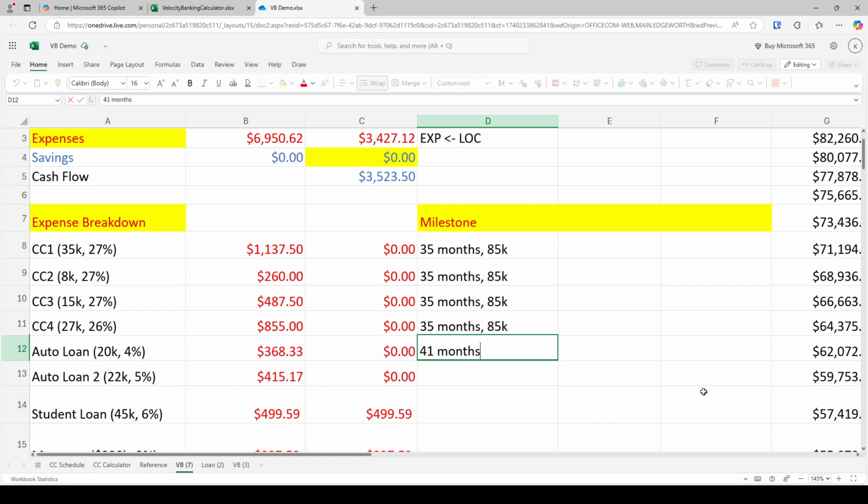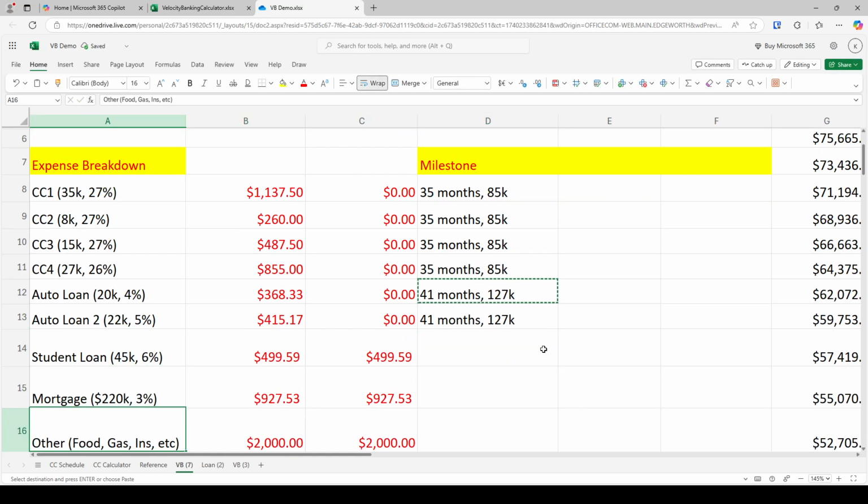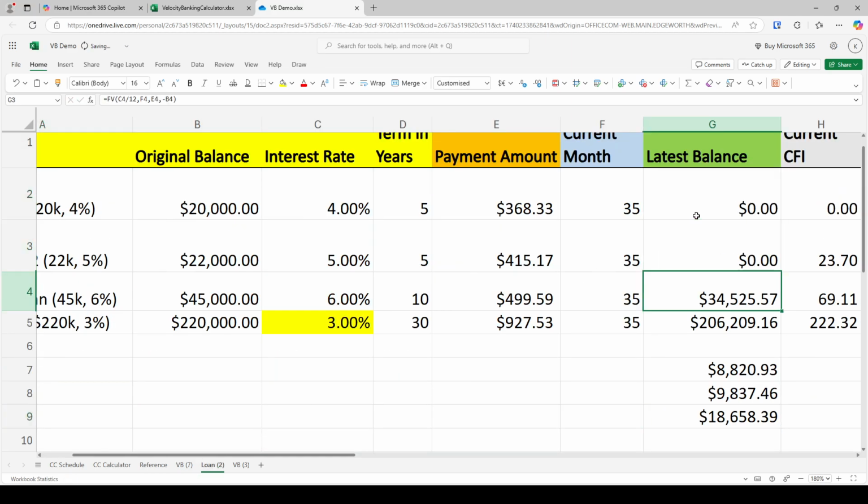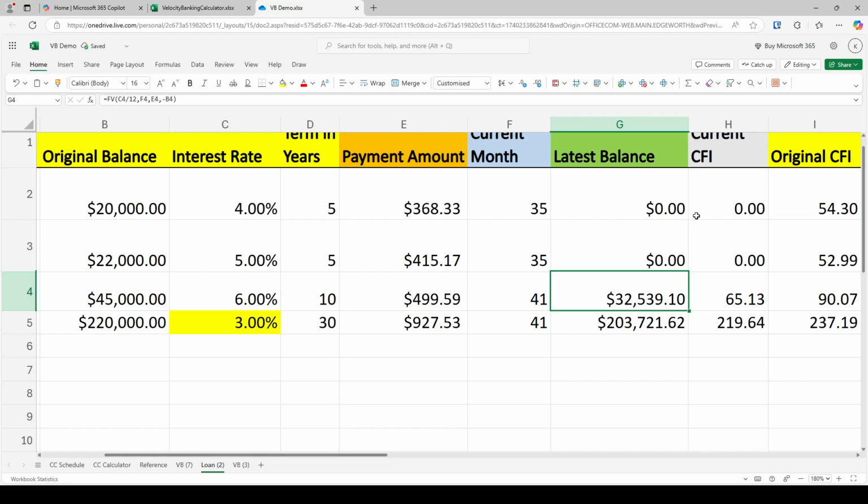And I'm going to do this. 41 months. And then this is going to be 85 plus 20 plus 22, which is going to be 127K. And do this. And then now let's go to the student loan at 41 months. So this is 0, 0, and then 41, 41. And then we see right here, we got 32 grand, 32 grand in the student loan.